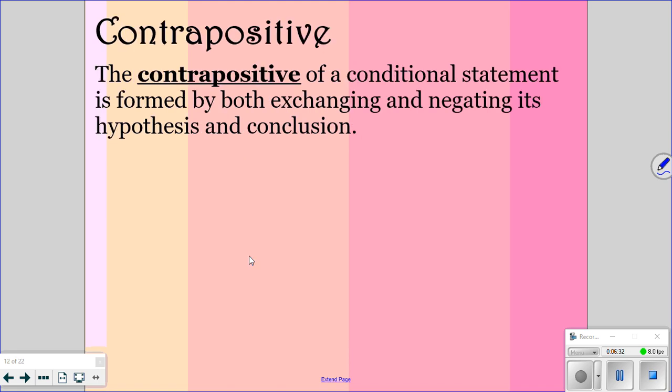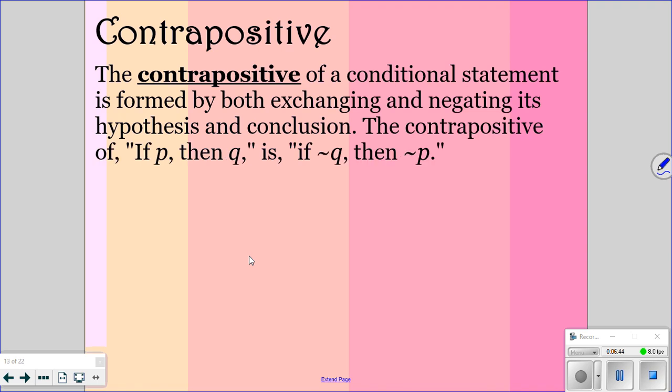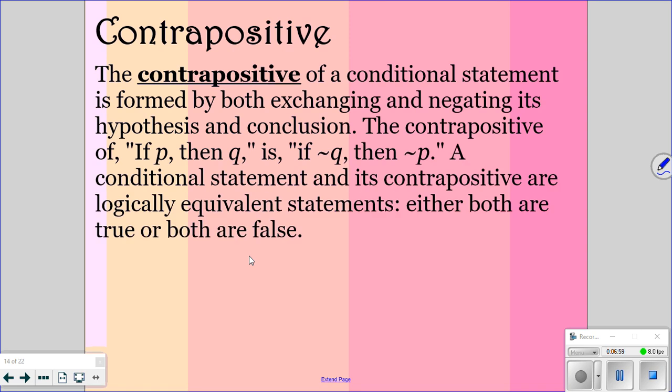Okay? So now we're going to look at contrapositive. The contrapositive of a conditional statement is formed by exchanging and negating your hypothesis and your conclusion. So you switch them and you negate them. So if P then Q becomes if not Q, then not P. Your conditional statement and your contrapositive are logically equivalent. So either both of them are true or both of them are false.